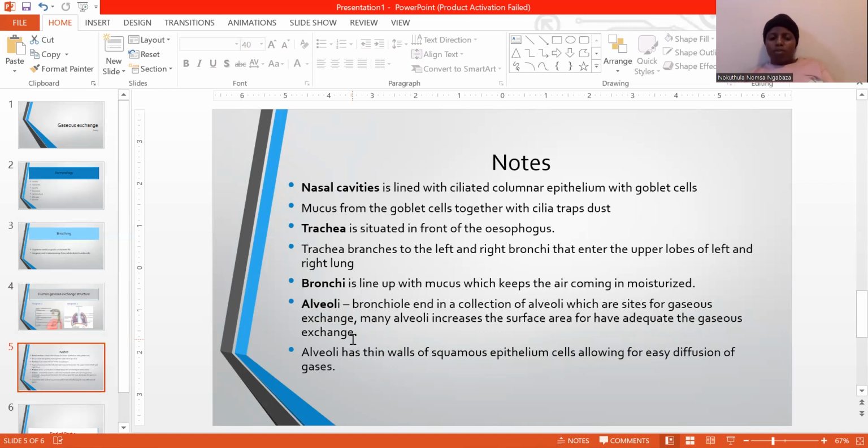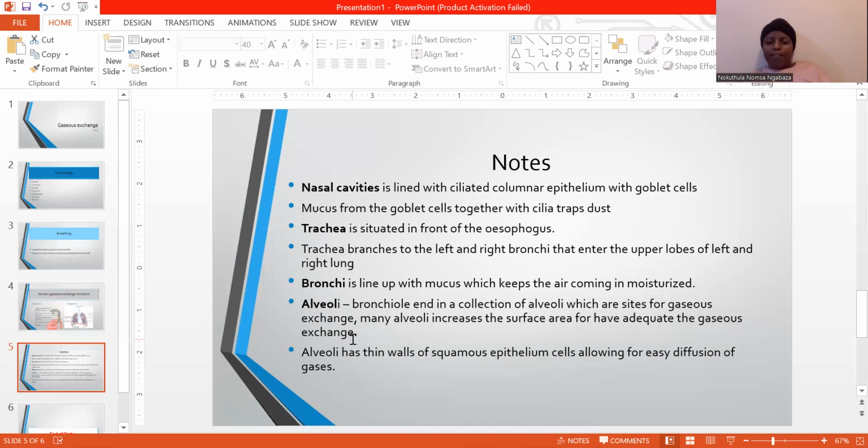The mucus that is lining your bronchi keeps the air that is taken in moisturized, which simply means that as human beings, we are not supposed to be breathing in dry air. So in order for us not to breathe in that dry air, your bronchi is lined with your what? With your mucus, so that it can remain moisturized.